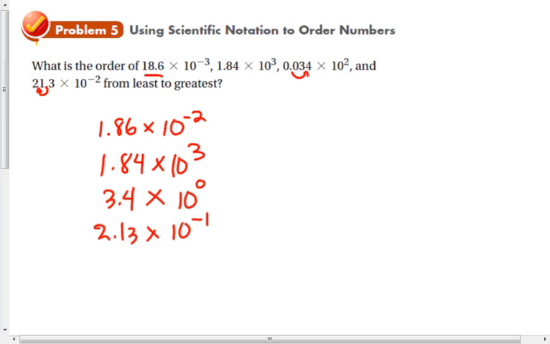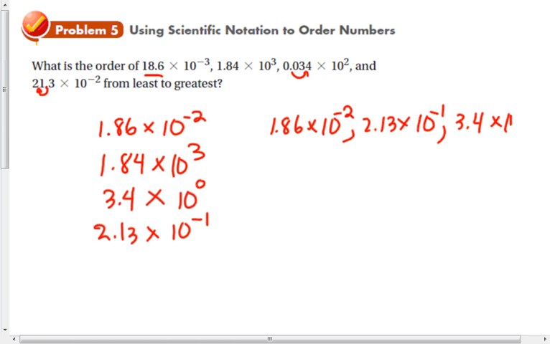Okay, now that I have them in powers of 10, I can just compare them from least to greatest. The lowest power of 10 is going to be the smallest, so 1.86 times 10 to the negative second comes first, then 2.13 times 10 to the negative first, and then 3.4 times 10 to the 0, and finally 1.84 times 10 to the third. But I should write the numbers as they were originally.